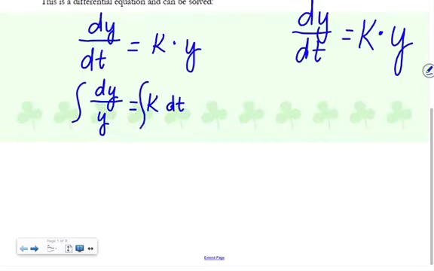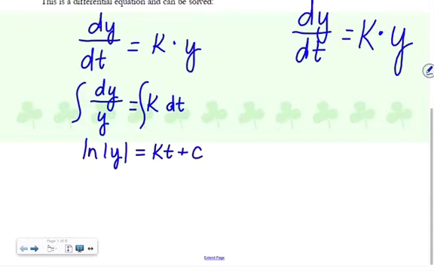Integrate. Because our goal is to solve for y. What's the integral of 1 over y dy? ln absolute value y, yep. What's the integral of k dt? kt plus c. Now we have to solve for y.